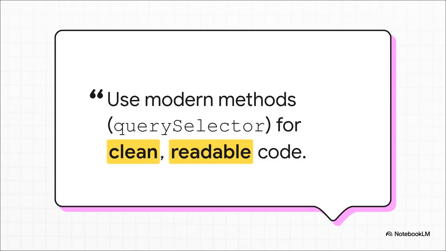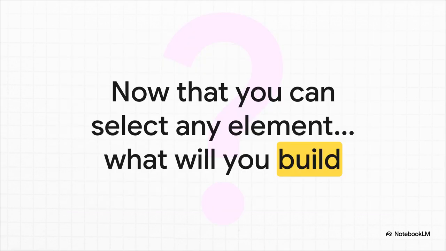When it all comes down to it, it's really this simple. Sticking with modern methods like querySelector just leads to cleaner and more readable code. It's about choosing the best tool for the job. And for DOM selection today, that tool is almost always querySelector. So there you have it. With these tools, you can now reach in and select, navigate, and interact with literally any element on a web page. The page isn't just a static document anymore. It's your playground. It's your dynamic canvas. So the only real question left is, what are you going to build with it?